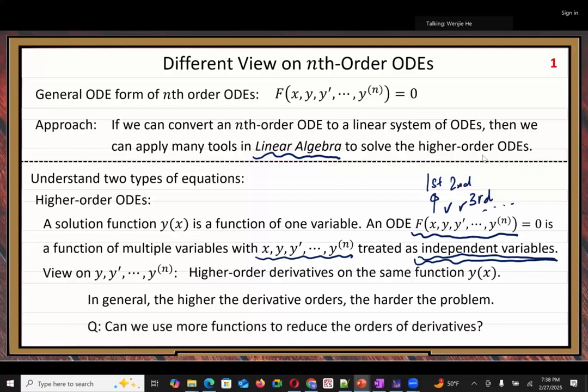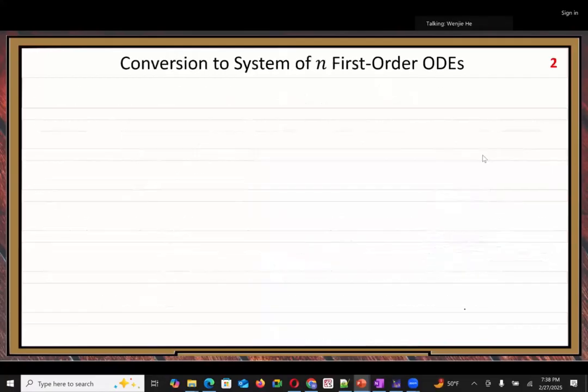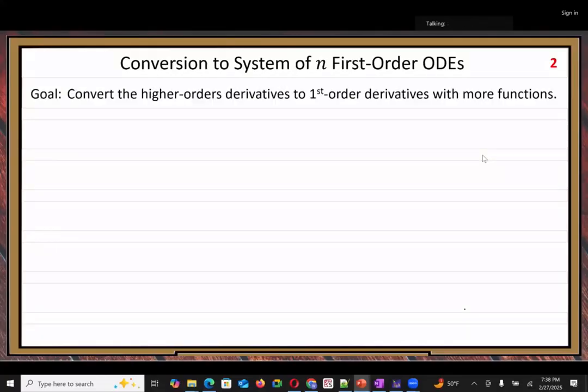So here, we will use more functions. Each new variable represents a new function. So we will use new functions to reduce the order of the derivatives. Let's do it in this slide: convert higher order derivatives to first order derivatives with more functions.